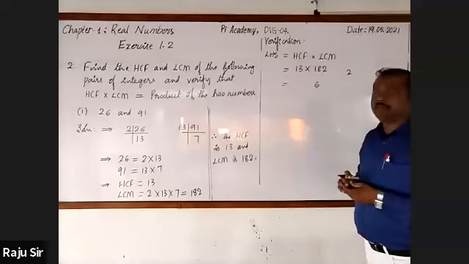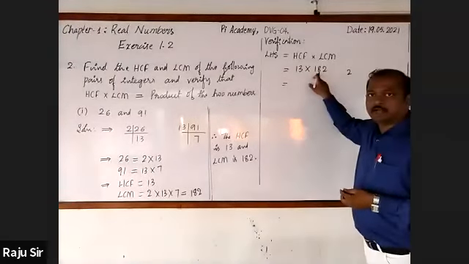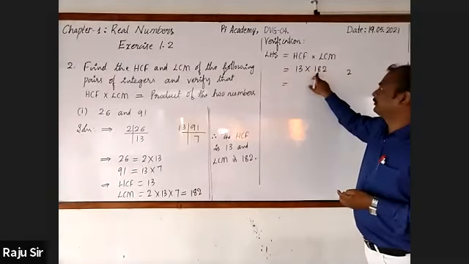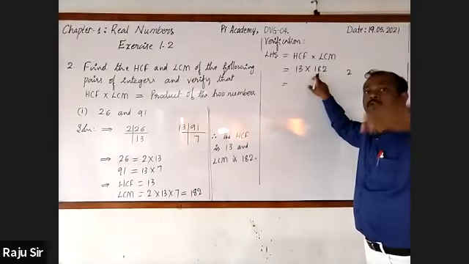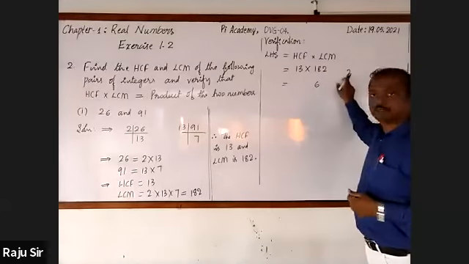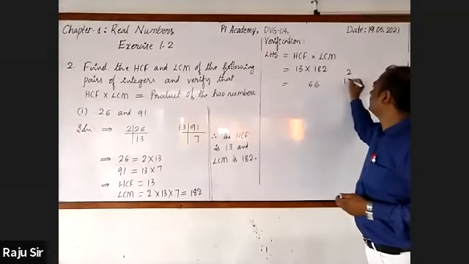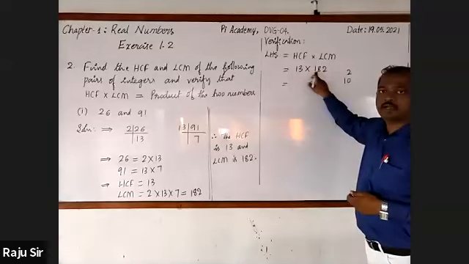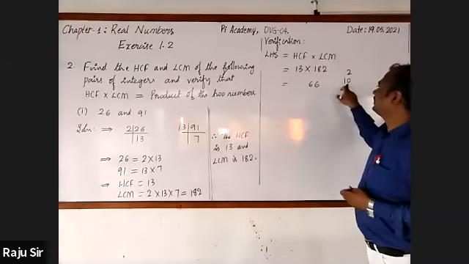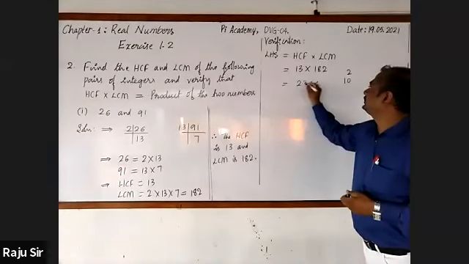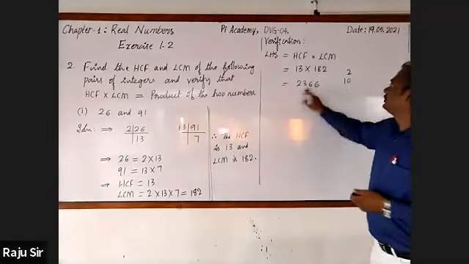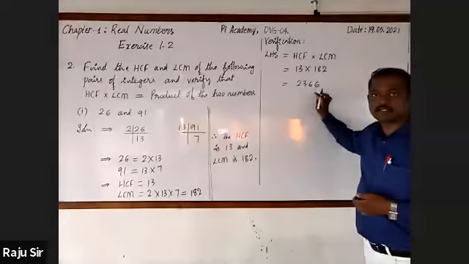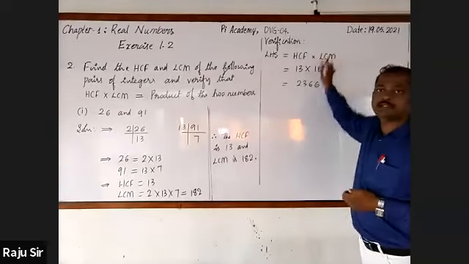13 twos are 26. 2 is the carry. 13 eights are 104. 13 twos are 26. 26 twos are 52. 52 twos are 104. 104 plus 2, 106. 10 is the carry. 13 ones are 13 plus 10. It is 23. Yes, very good, very good. Yes. 2366. This is the product of HCF and LCM.